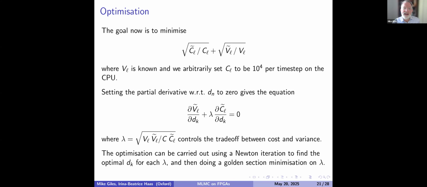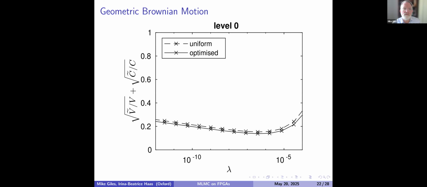And then that gives us a cost as a function of lambda. And then we do an optimization on lambda to minimize the cost, or minimize that quantity at the top, the sum of the 2 square roots. Okay. So this gives us that sum of the 2 square roots. If that's less than 1, then we're winning compared to standard multi-level, all being done on the CPU.